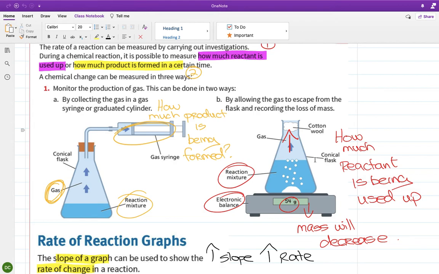So if the reactant is being used up, as in it's going into the reaction and is being changed into something else, and it's not there anymore, you get this decrease in mass. Or the other way, don't worry about the reactant, just let the reaction happen and collect the product. Okay, so it's one or the other. And then if you have a timer beside that, you can time how quickly either the product is produced or the reactant is used up.